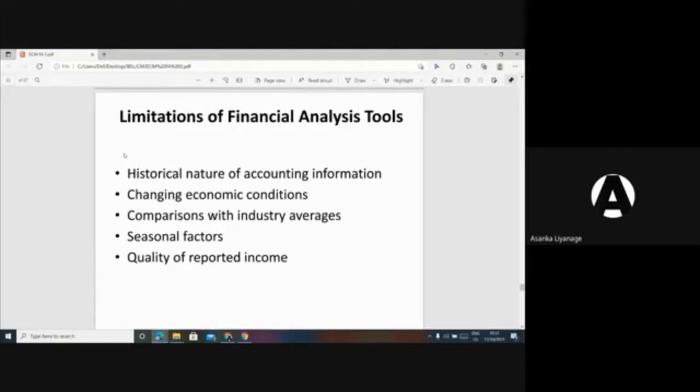Then quality of reported income. In every reporting aspect, if you take the preparation of financial statements, there are some people who will mislead by giving various bogus or fraudulent information to banks and other financial institutions to reflect that they are in a good position. Therefore, you have to consider the quality of the reported items. That is a kind of disadvantage if you are not in a position to assess whether the reported items are correct or not. Then you will end up taking a wrong decision based on these figures.